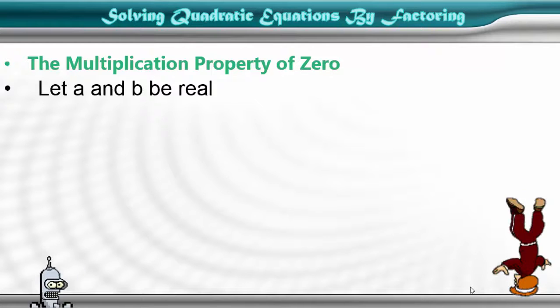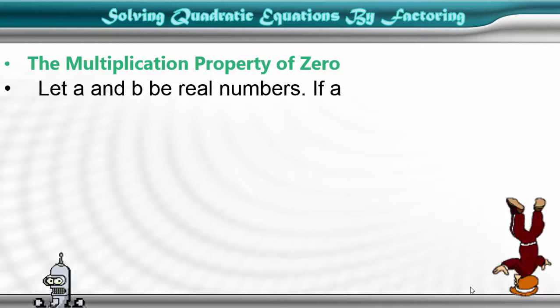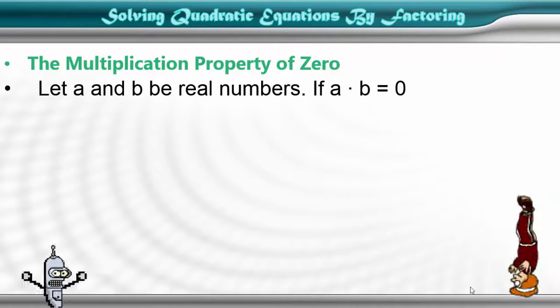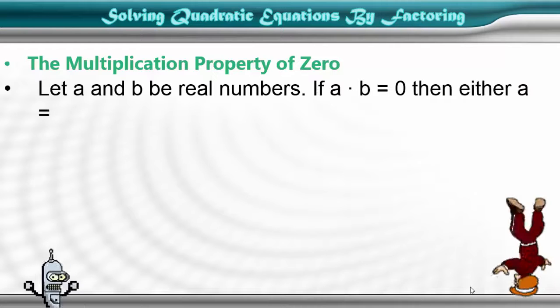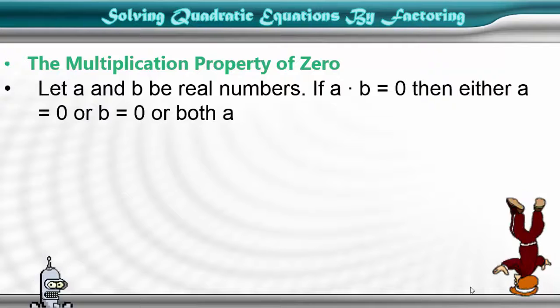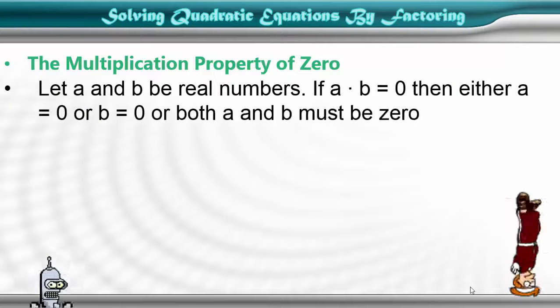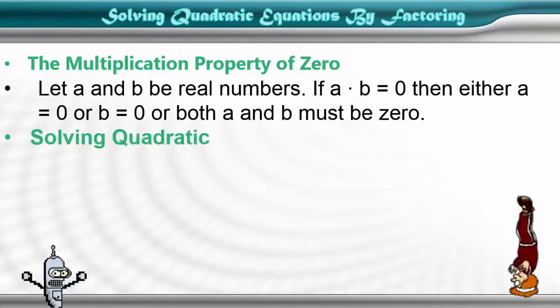Let a and b be real numbers. If a times b is equal to 0, then either a is equal to 0 or b is equal to 0, or both a and b must be 0.